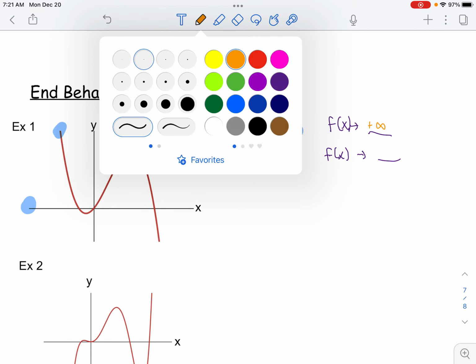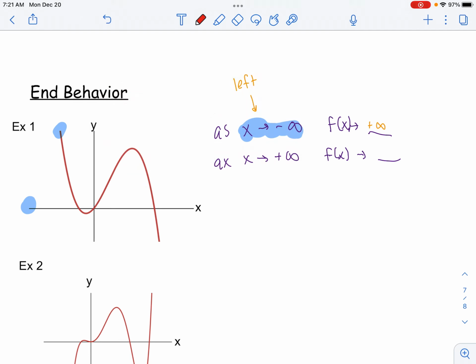The other thing where it says as x approaches positive infinity, well, that's just asking you what's happening on the right of the graph. So what's happening over here? It's going down. And so the graph is going down. And when we say it's going down, we say it's going to negative infinity. And I know that seems a little abstract, but when it says going to positive infinity and negative infinity, that just means it's going up forever or down forever. And so that's where it's heading to.